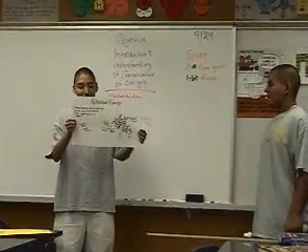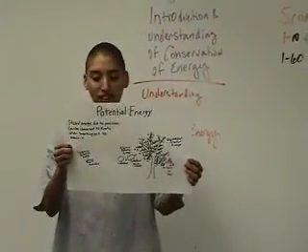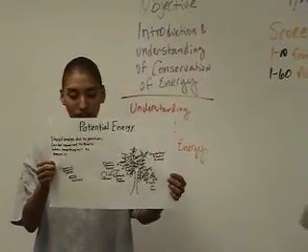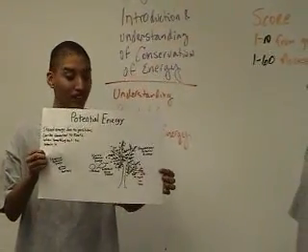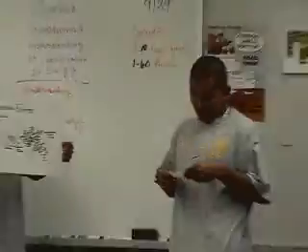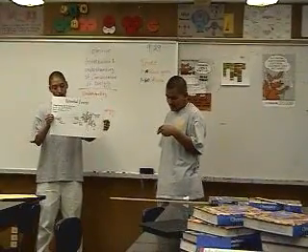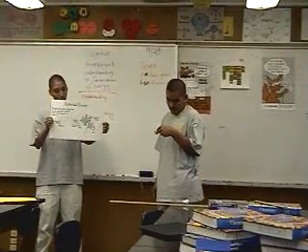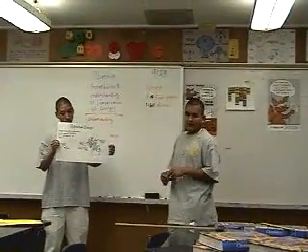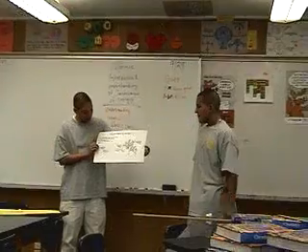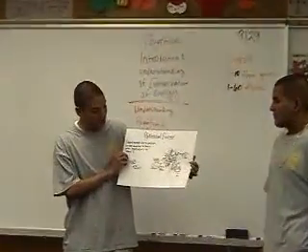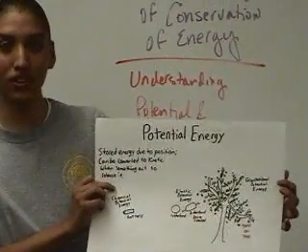What we're talking about is potential energy. Potential energy is stored energy that can be converted into kinetic energy when a force acts on it. There are three types of potential energy: elastic, chemical, and gravitational energy. An example of gravitational potential energy is an apple on a tree.